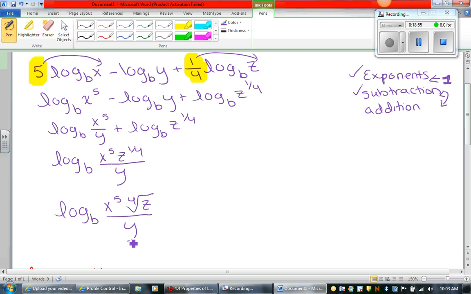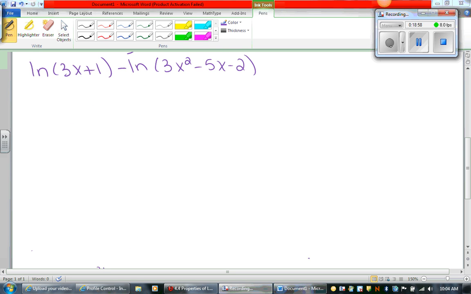We're going to try one more of these and we'll be done for the day. Here's our last one: natural log of 3x plus 1 minus the natural log of 3x squared minus 5x minus 2. We have 2 logarithms, so we want to go from 2 to 1. What we're dealing with here is subtraction, so subtraction needs to change to division. First term goes into my numerator. Second term goes into my denominator.